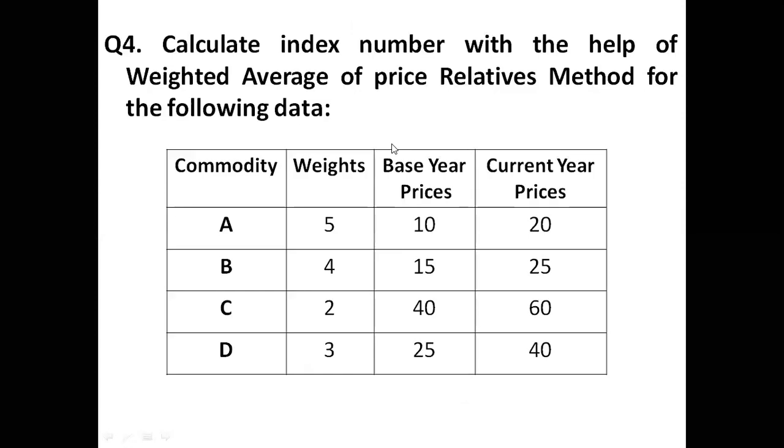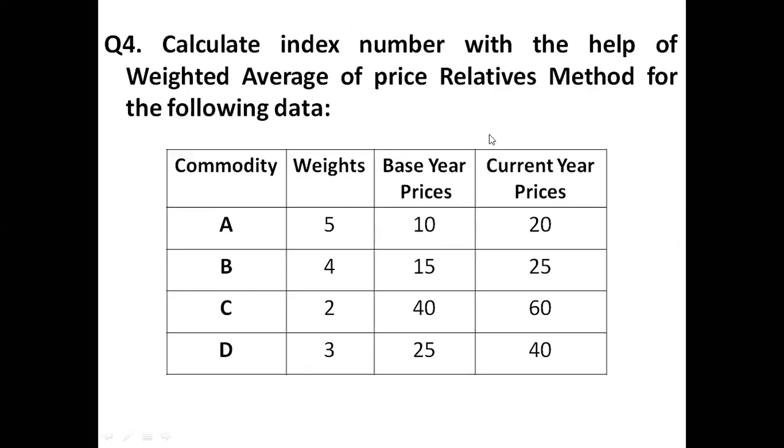Now move to the next one, which is the last one. Calculate the index number with the help of the weighted average, which was the last method in the slide of classification of index numbers of prices. So we are going to apply the weighted average of price relatives method for the following data. Now you can see the weights are given in this question. So based on these weights, we need to calculate the index. Now let's solve this question.